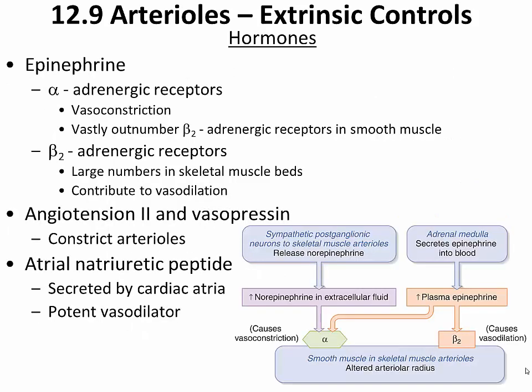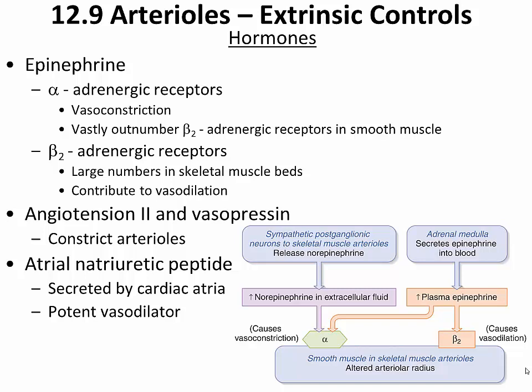The second type of extrinsic control that we want to discuss are hormones. There are several different hormones that impact arteriolar smooth muscle contraction. The first on the list is epinephrine. Epinephrine binds to two receptors, interestingly, in the body, having an impact on smooth muscle contraction via these two different receptors.